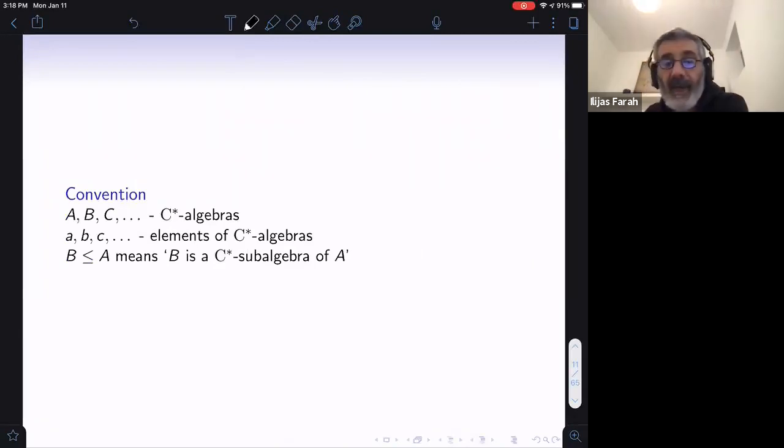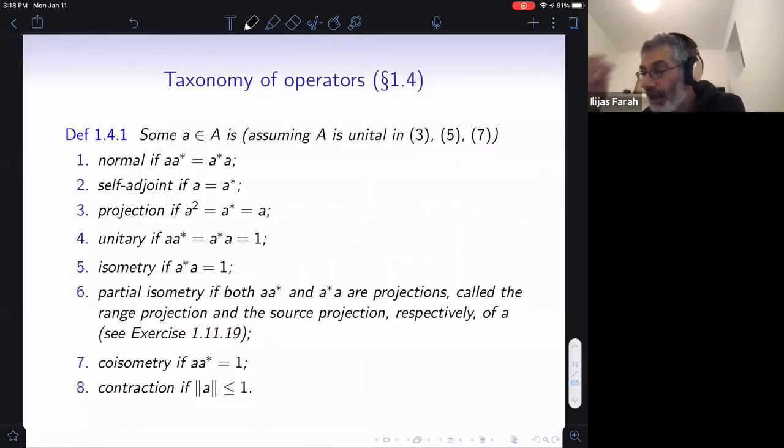All right, so a convention: I'll be using capital Latin letters A, B, C for C-star algebras, and little a, b, c for their elements. And by B ≤ A, I'll mean B is a C-star subalgebra of A. I guess you'll be seeing a lot of this, we'll get used to it. Now, as I said, I'll be posting my slides to my homepage, which means that you don't have to memorize this right now. Most of this slide is here just for future reference. Some of it will not even be used. I don't think I'm ever going to need quite so much anyway. This is just a copy from my book.